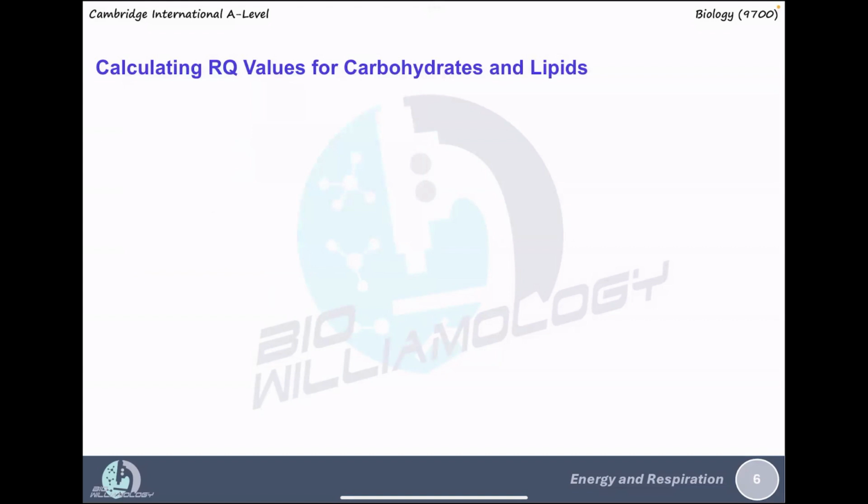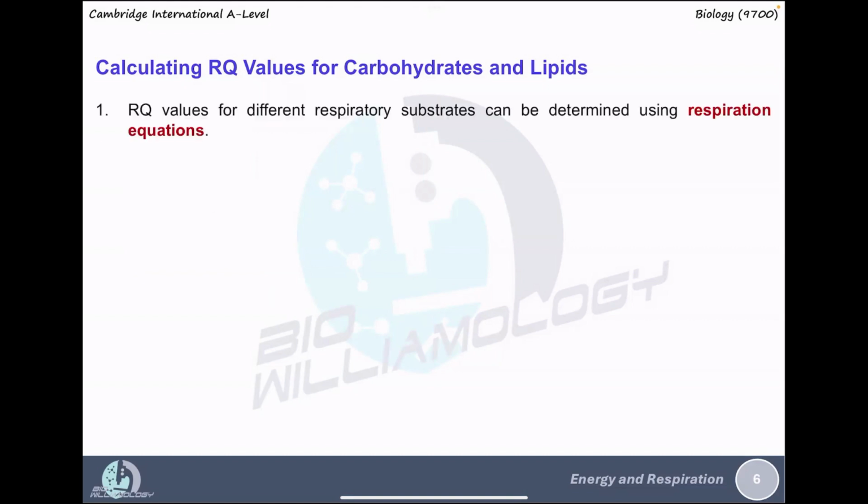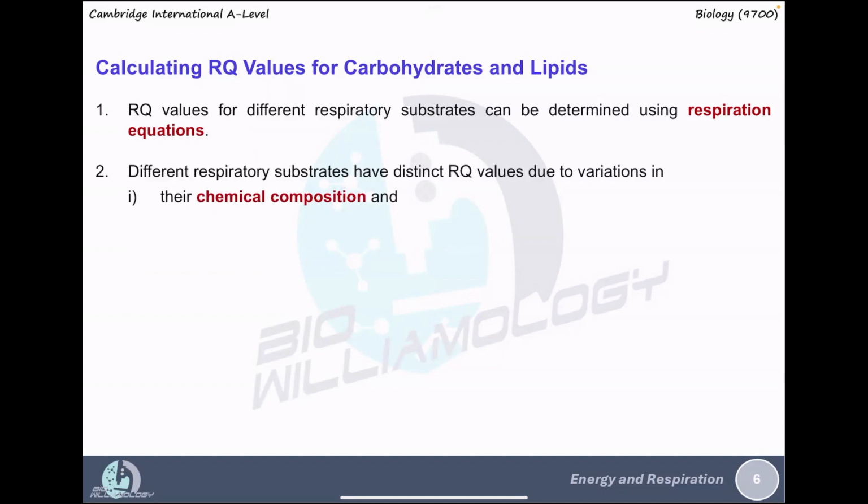So now let us look at how we can calculate RQ value for carbohydrates and lipids based on the equation. RQ value for different respiratory substrates can be determined using the respiratory equation. Different respiratory substrates have distinct RQ values due to the variation in their chemical composition as well as the oxygen requirement during metabolism. So we have two examples here. Let us start with calculating the RQ value for carbohydrates. In this case, we use glucose as our example.